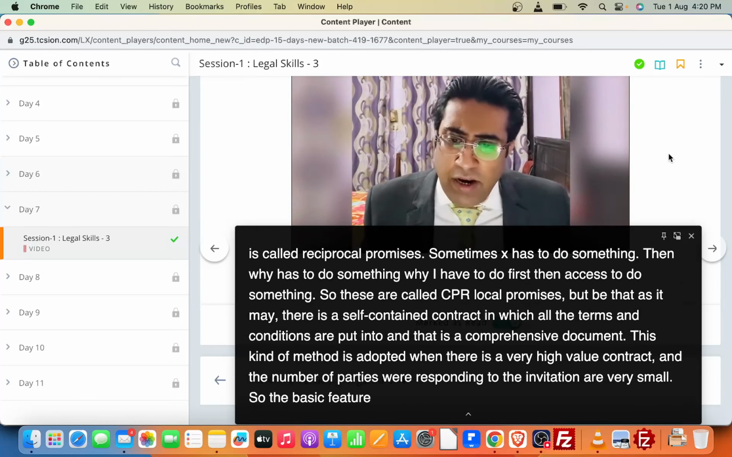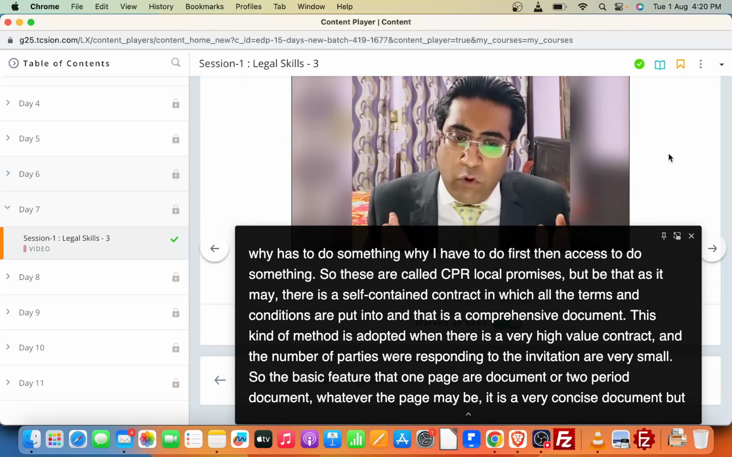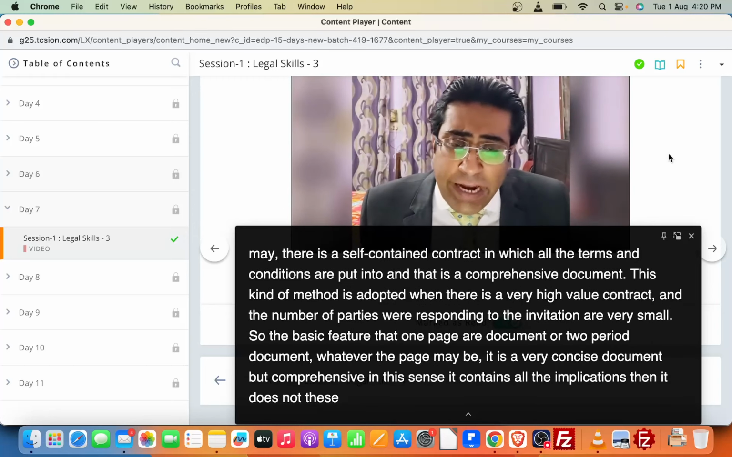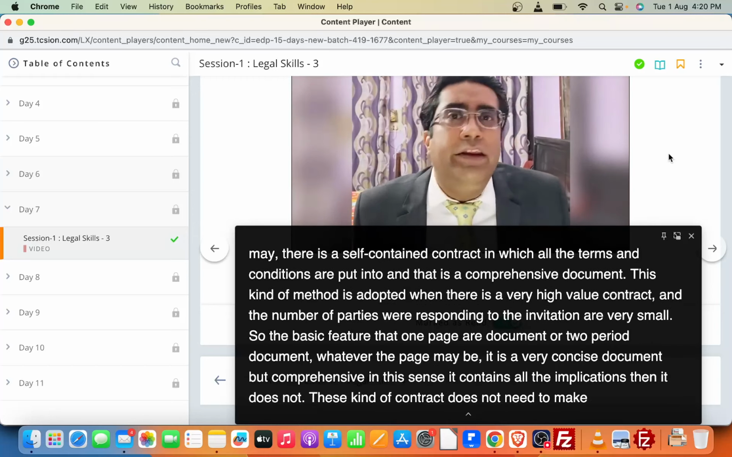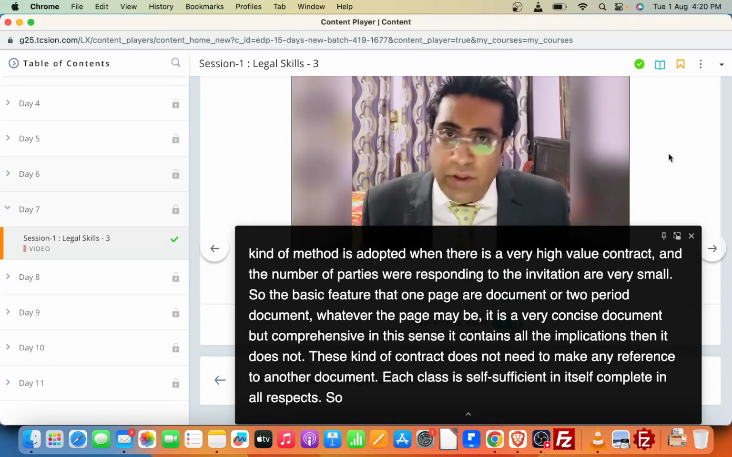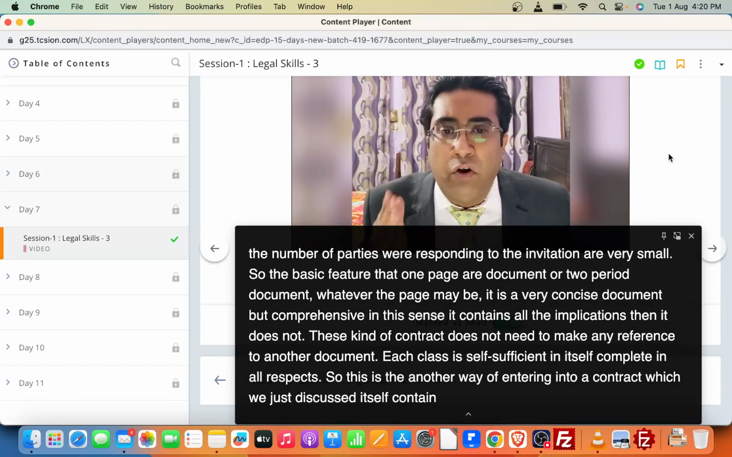So the basic features are a one-pager or two-pager document, whatever the page count may be. It is a very concise document, but comprehensive in the sense that it contains all the implications. This kind of contract does not need to make any reference to another document. Each clause is self-sufficient, complete in all respects. So this is another way of entering into a contract, which we just discussed: the self-contained contract, SCC.